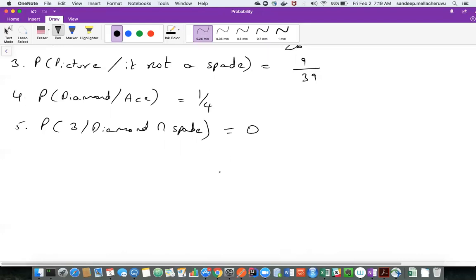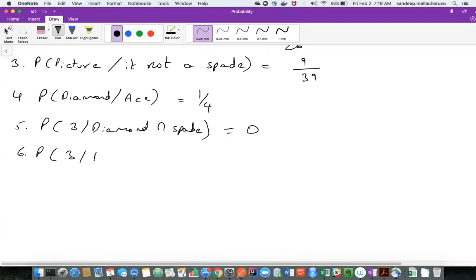So Sandeep, if it was just diamond, 3 by diamond, it would be just 1 by 13, right? Yeah, if it is only diamond, then it will be 1 by 13. But because you got the intersection, that's when it negates it. Exactly, that's right.